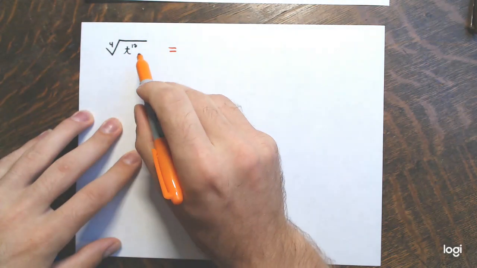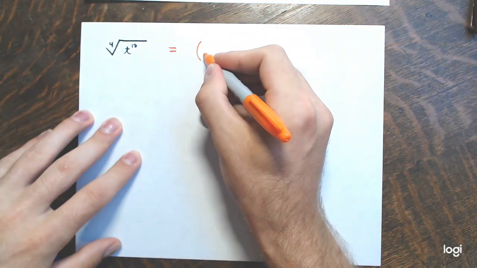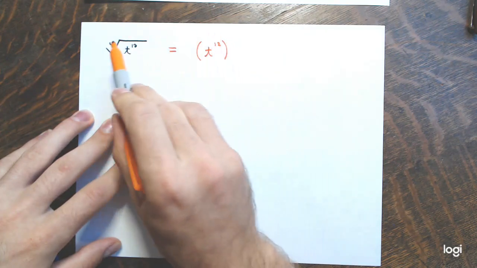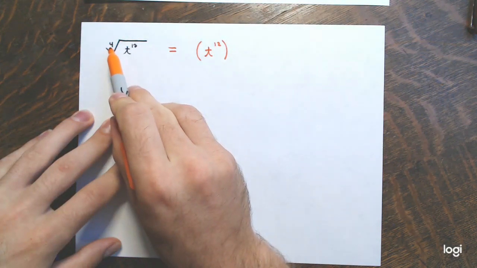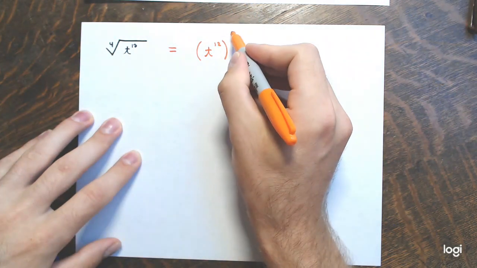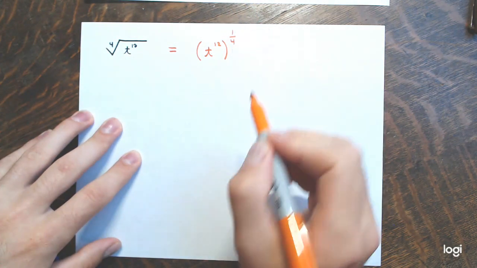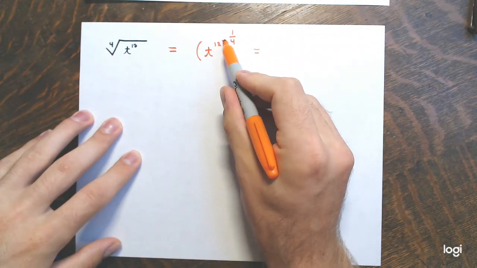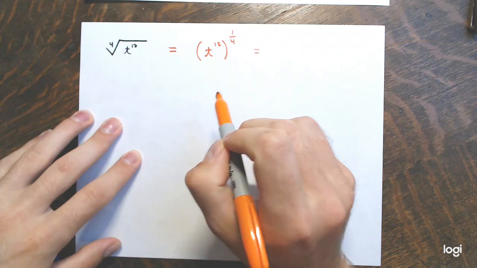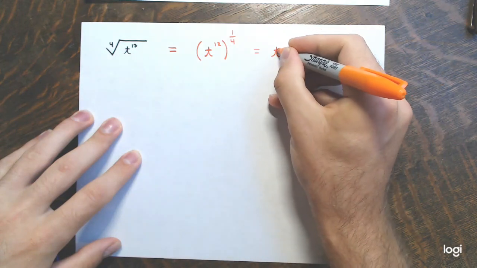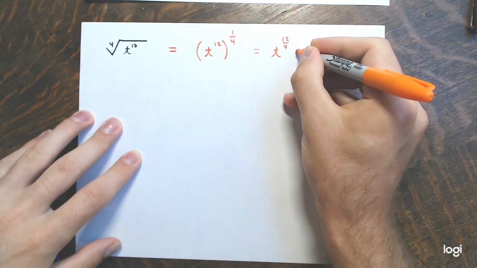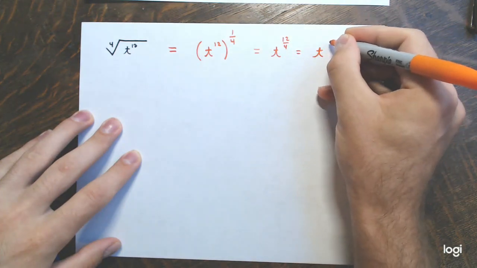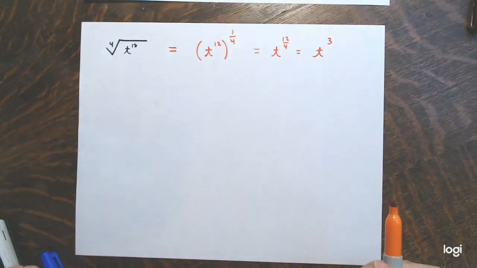The radicand is t to the 12th, so I'll put that in parentheses here, t to the 12th. And what's the exponent? Well, the index is 4, so the power here is to the 1/4 power. Put 4 in the denominator. And then what's 12 times 1/4? That'd be 12 fourths, right? t to the 12 fourths. But what's 12 divided by 4 though? That's a nice whole number. That's t to the 3rd power. 12 divided by 4 is 3.